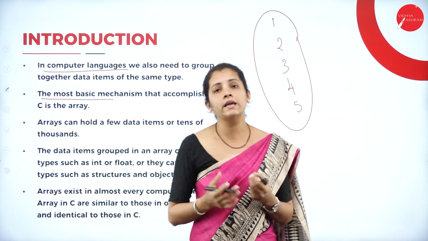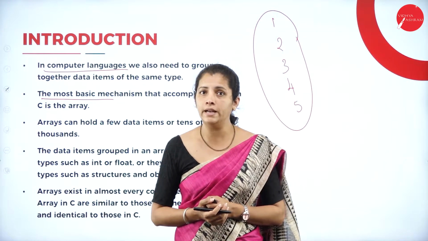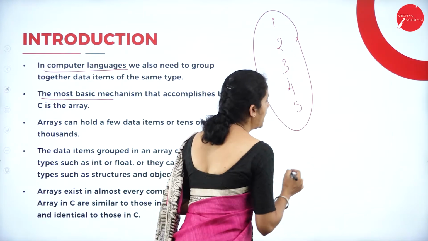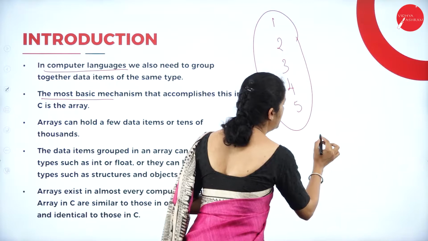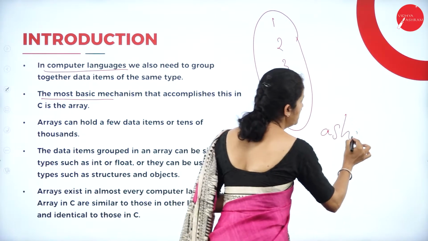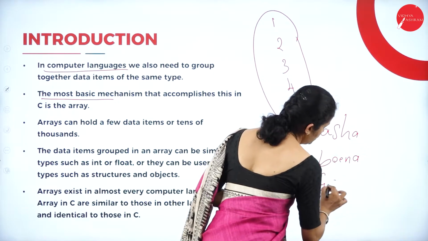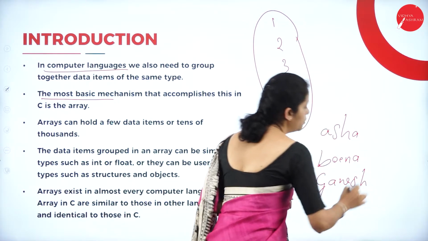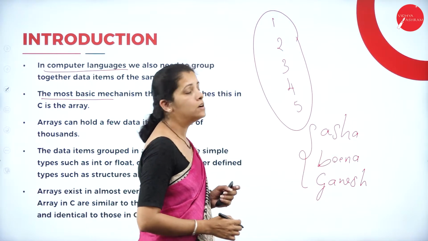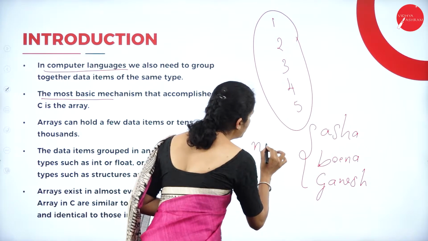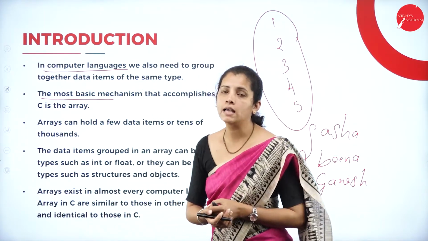So what is an array here? That is nothing but a homogeneous collection of elements. For example, think that I have the same kind of item. For example, I have names: Asha, Beena, Ganesh. I'm going to group all these names together in the form of an array of names, and it is known as an array.